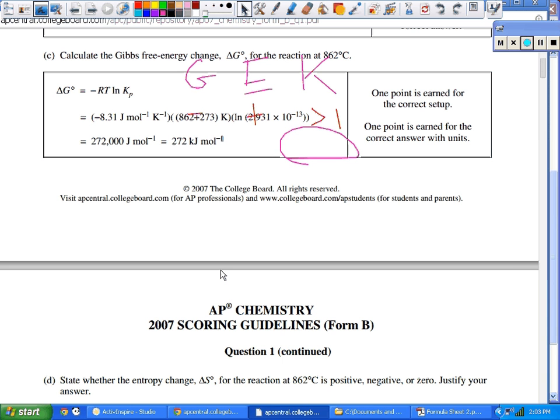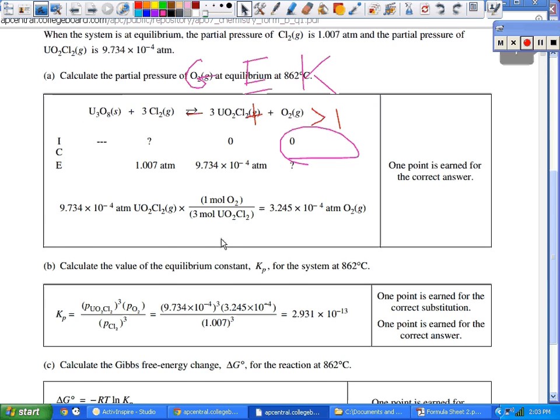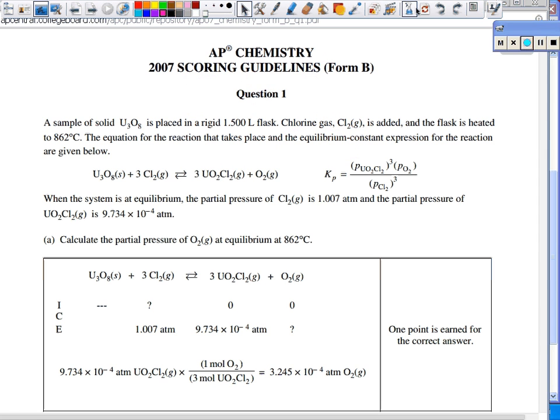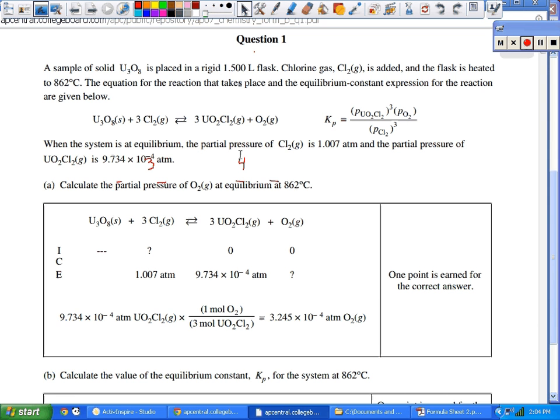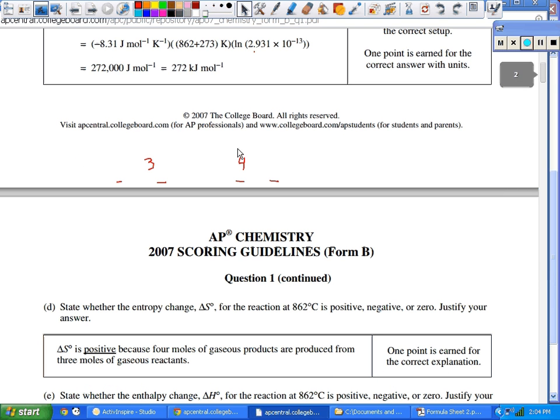What is delta S? What does entropy mean? Disorder. So let's talk about it. It's going from a solid and a solid and 3 moles of a gas to 3 plus 1 mole, to 4 moles of gas. What's happening? More disorganized. Now, this is the tricky one. What does nature prefer? It's going to be positive. So here's their explanation of why. Delta S is positive because 4 moles of gaseous product are produced from 3 moles of gaseous reactant.